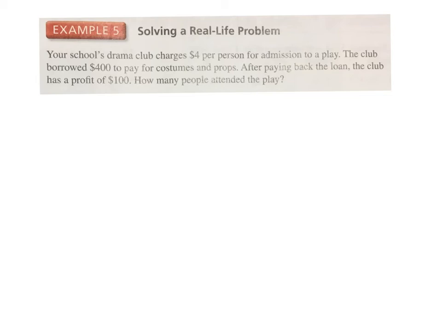Okay, so we know that they charge $4 per person for admission to the play. So that means that they're going to make $4 for every person. So in this situation, x represents the number of people that attended the play and paid $4. Now, after they subtract the 400 that they owe, they're going to be left with $100. Okay, does that make sense?